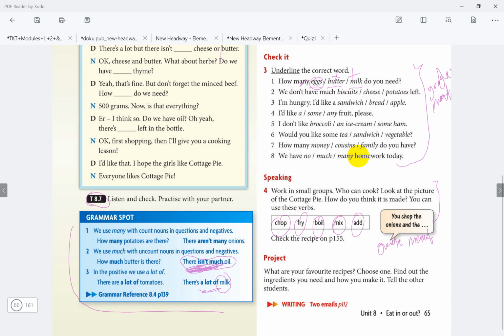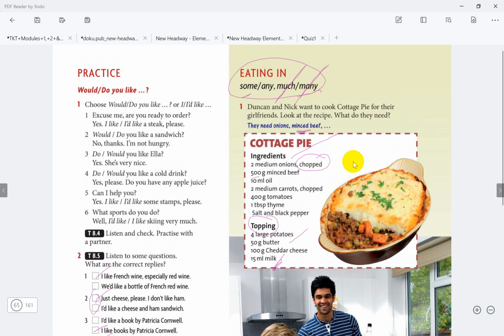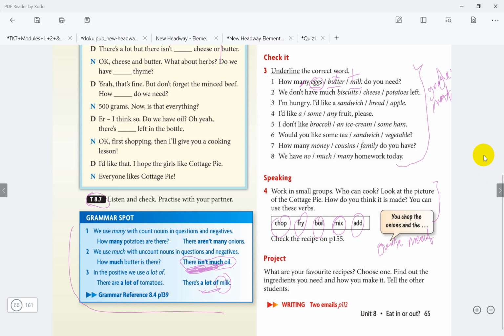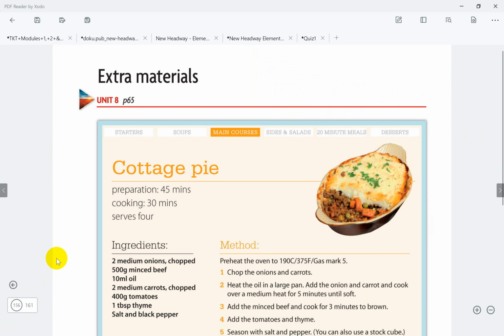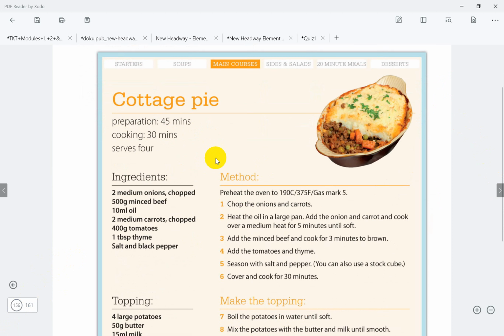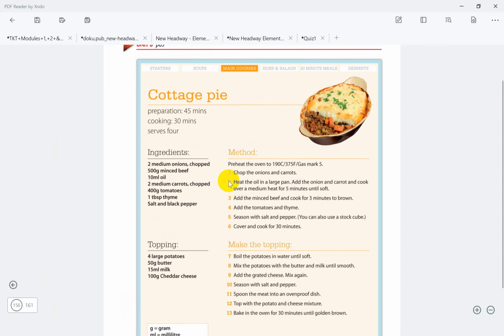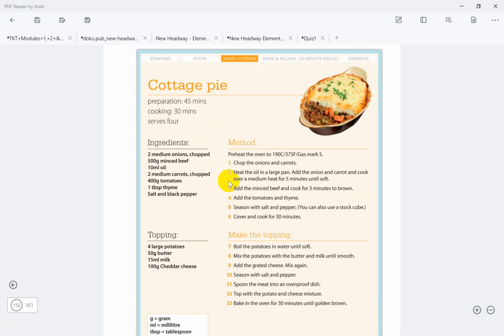So we will practice this through the cottage pie exercise. First, we shall look at this as a reference. Then we have page 155, so that means 156. So this is the recipe. You can check, and we will do the speaking activity. We will talk about how you cook this recipe.